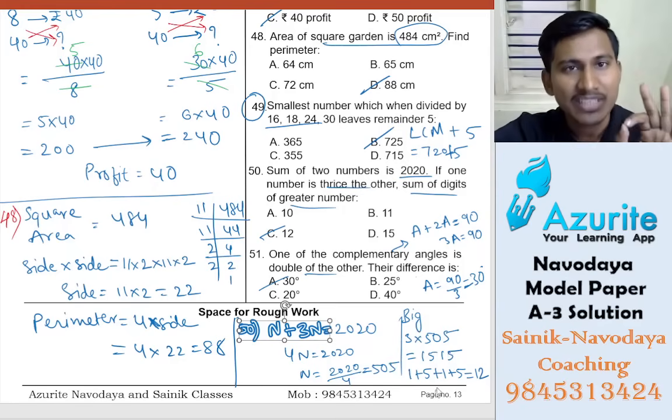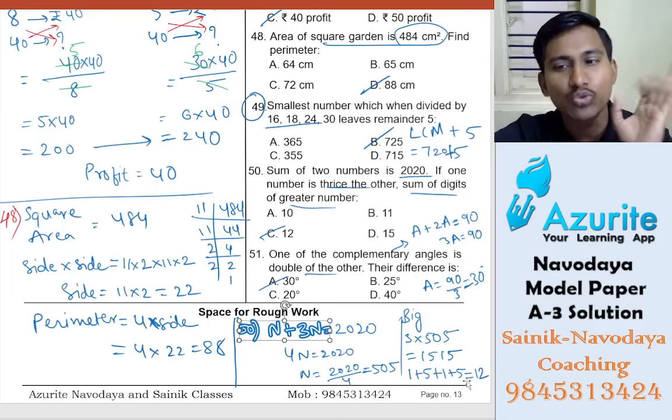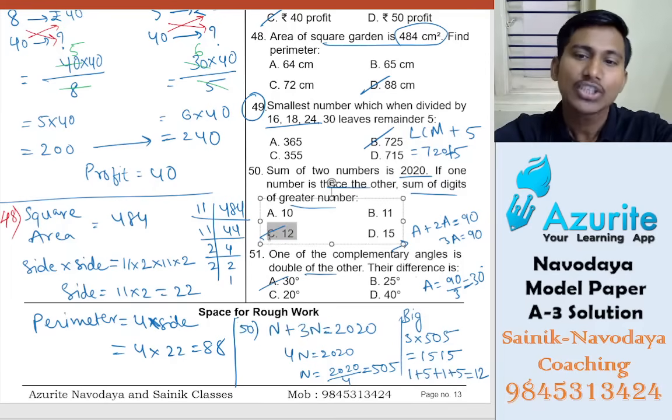So sum of digits means we have to add. So 1 plus 5 plus 1 plus 5. 1 plus 5 is 6, 1 plus 5 is 6, 6 plus 6 is 12. So the answer is option C, 12 here.